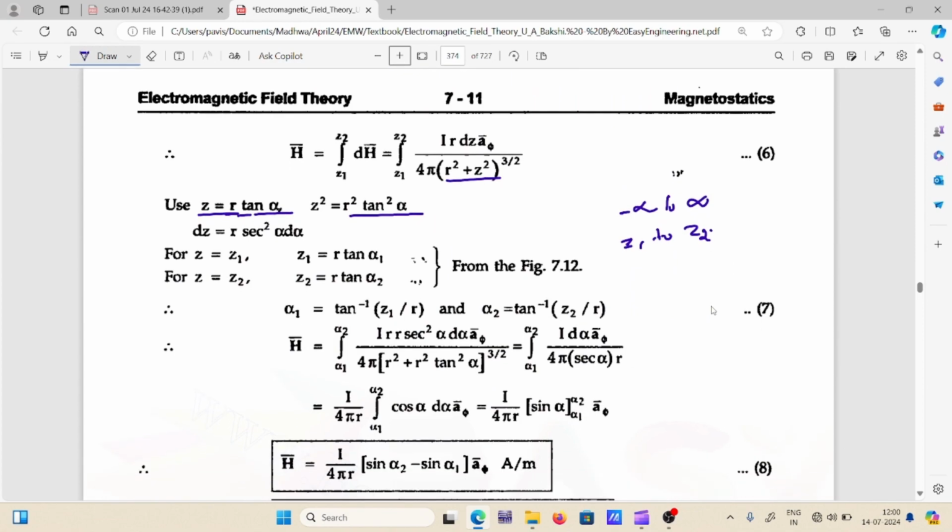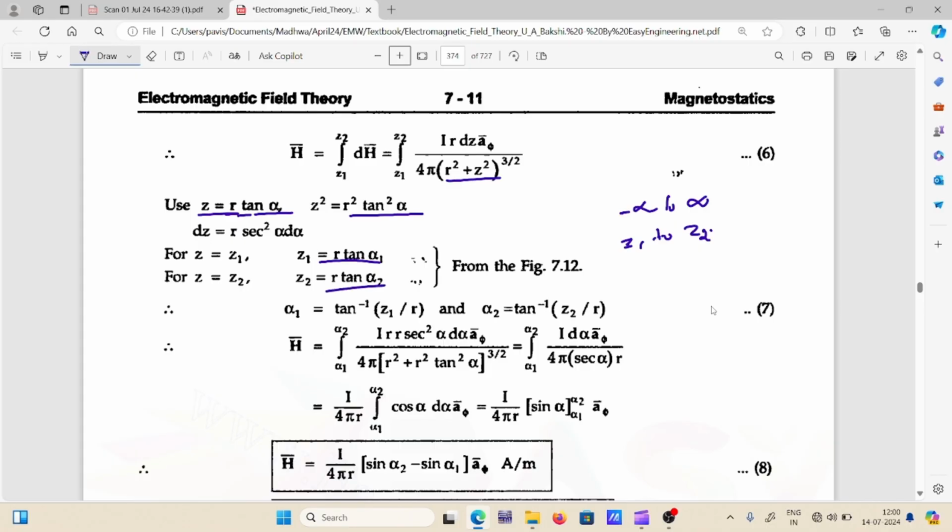So for z equal to z1, we have to change the limit. When you substitute z equal to z1, z1 will be r tan alpha 1. And when z equal to z2, z2 equals r tan alpha 2.